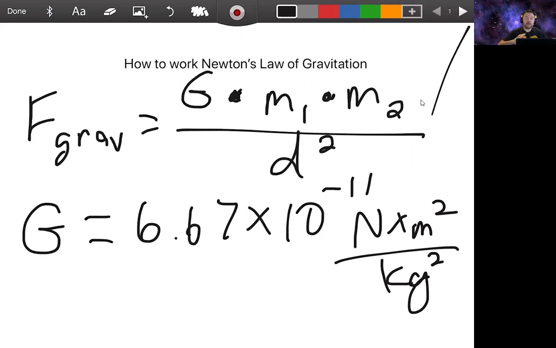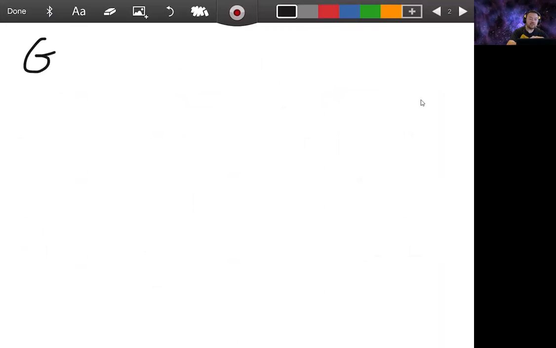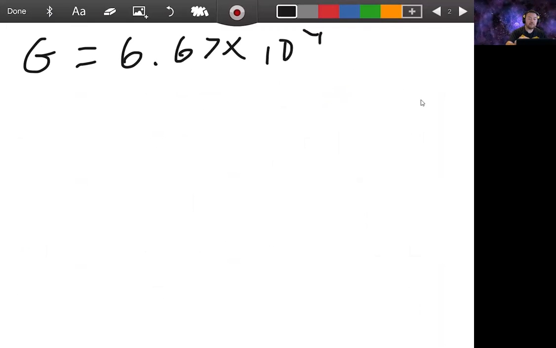Okay. So you're always going to have G. I'm going to tell you masses, and I'm going to tell you distances. Notice that the distances again are in meters. So if I give something to you in kilometers, you're going to have to change that into meters. If I give you something in grams, you would have to change that into kilograms. So there's our equation. We're going to write this down. G again, as usual, 6.67 times 10 to the minus 11.